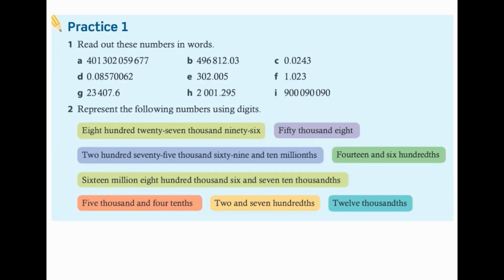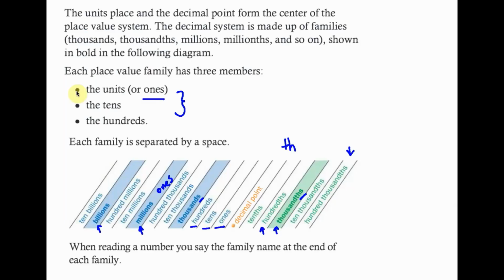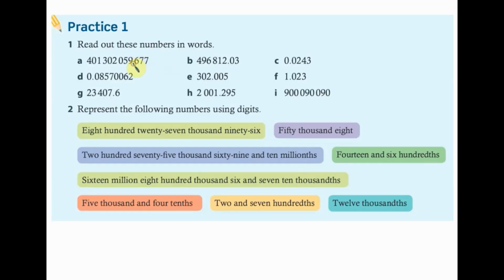Practice 1. Read out these numbers in words. Part A. When you have such a big number, we're going to try to cut this in every third digit. The reason I'm cutting in every third digit is because each place value family has 3 members: the ones, tens, and hundreds. So in every third, there will be a family member that we have to write. So in here, if I cut in between 9 and 6, 2 and 0, and 1 and 3, now you see each place value family in 3 members. So if you start from the right side, this will be the 7.